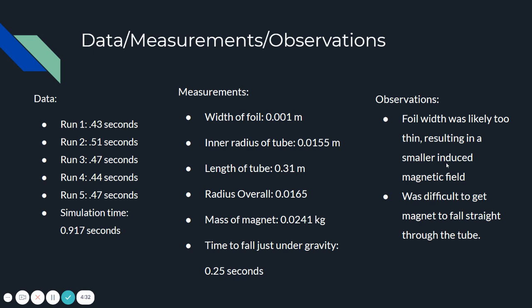Here are my data measurements and observations. For my data, we did 5 runs, timing how long it took the magnet to go through the tube, and there was an average of about 0.46 seconds, and the simulation time in the code showed 0.917 seconds, and that's likely due to errors and the fact that our aluminum foil wasn't very thick.